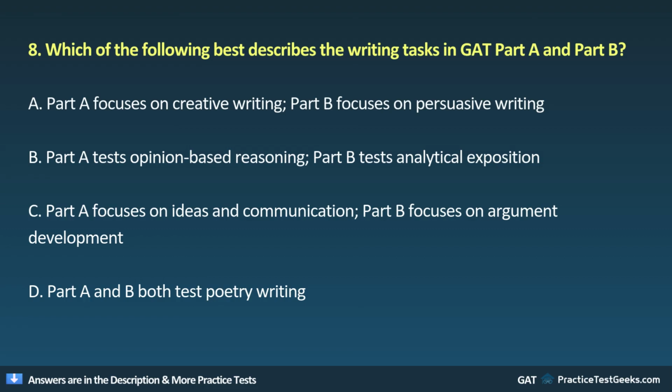8. Which of the following best describes the writing tasks in GAT Part A and Part B? A. Part A focuses on creative writing. Part B focuses on persuasive writing. B. Part A tests opinion-based reasoning. Part B tests analytical exposition. C. Part A focuses on ideas and communication. Part B focuses on argument development. D. Part A and B both test poetry writing.